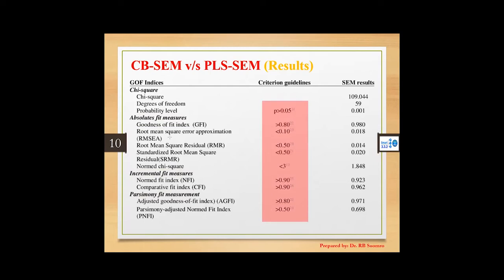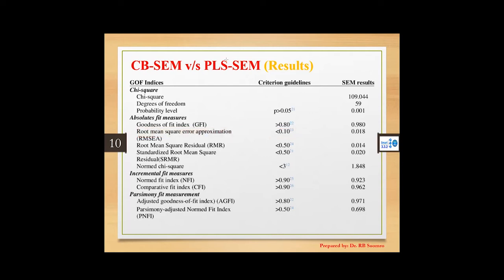Now, for example, GFI, goodness of fit index, if it is more than 0.8, then it means this part of your model is fit. And root mean square error of approximation, normally we call RMSEA, if its value is less than 0.1, or ideally less than 0.08, it is wonderful. So these are some of the guidelines. If your value is less than this, that's good for us. The rest of the criterion guidelines are available.